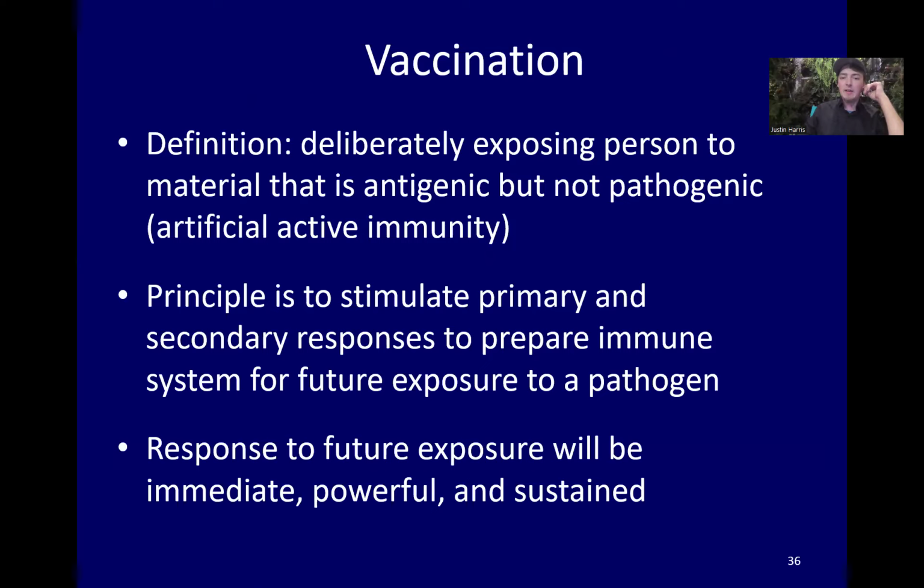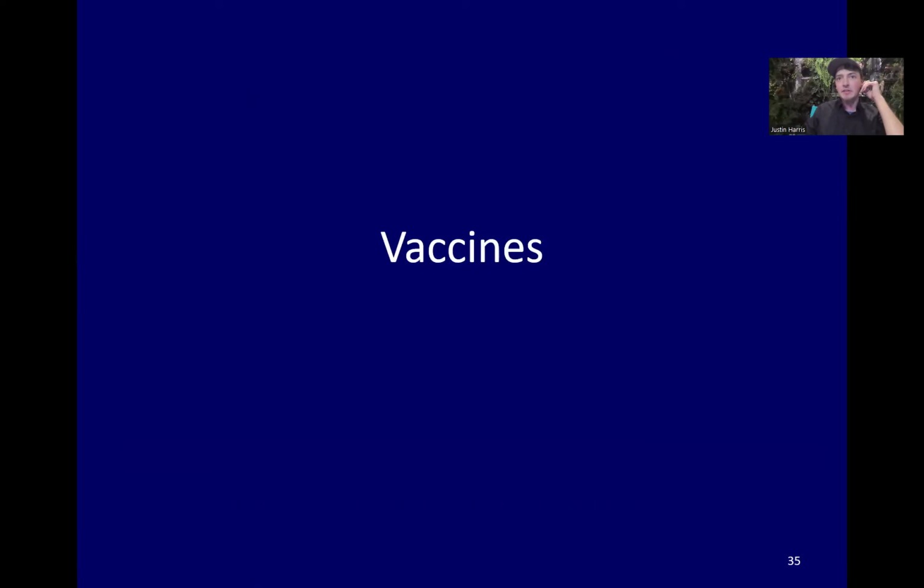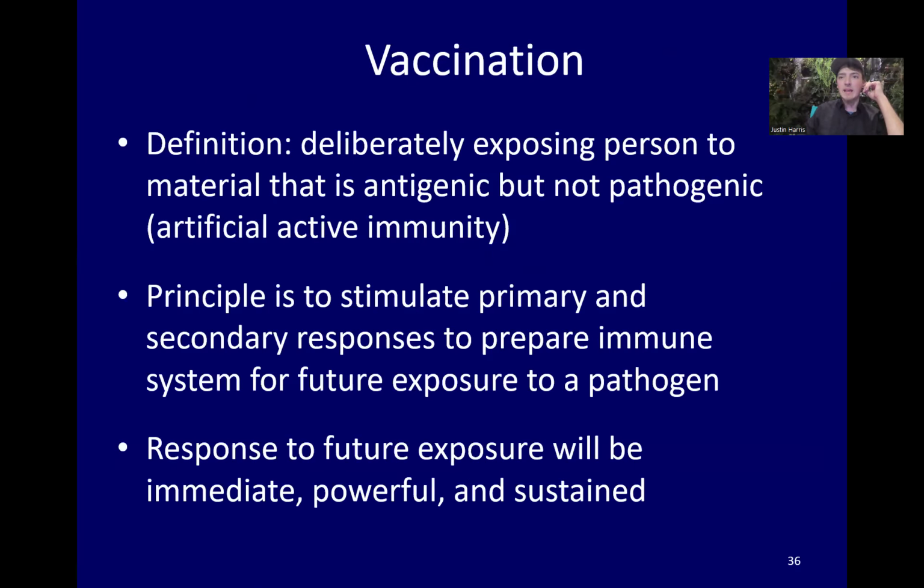And so now we can talk about how vaccines leverage this immune system and this immune response to specifically stow away responses in case we encounter pathogens in the future. So the definition is deliberately exposing a person to a pathogen so that they can be protected from that pathogen in the future.